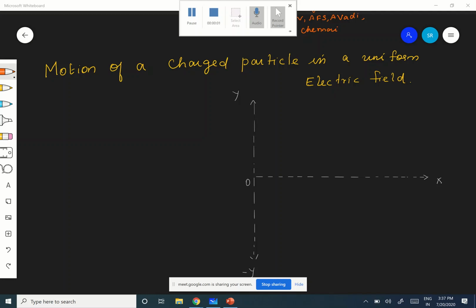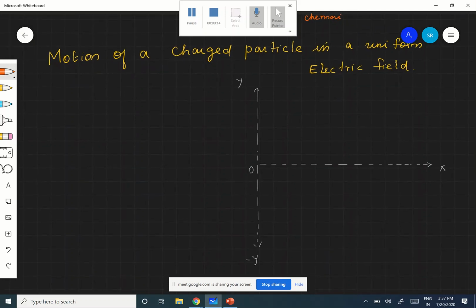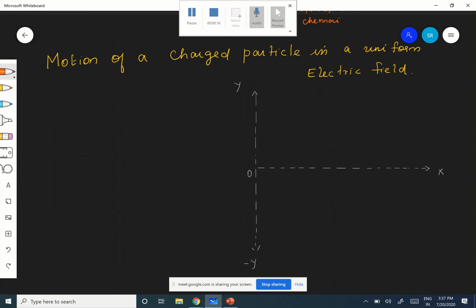Motion of a charged particle in a uniform electric field. Already, while defining the magnetic field induction, we have seen slightly about the force experienced by a charged particle when it is moving in a magnetic field. We will see it in detail now. The formula we have seen is F equals Q into V cross B. Now we are going to see both in detail.